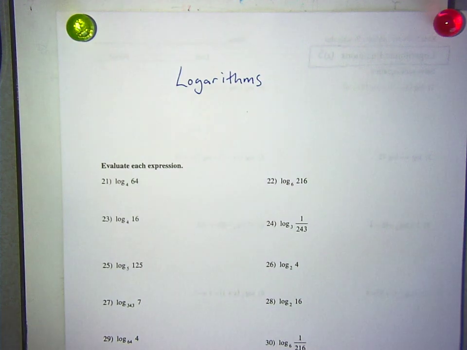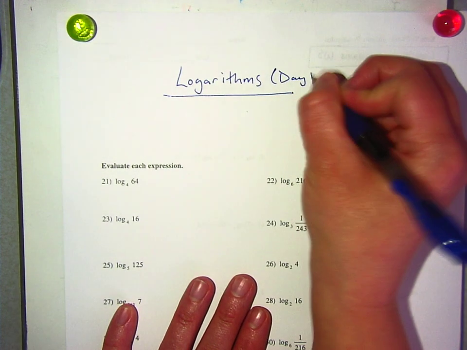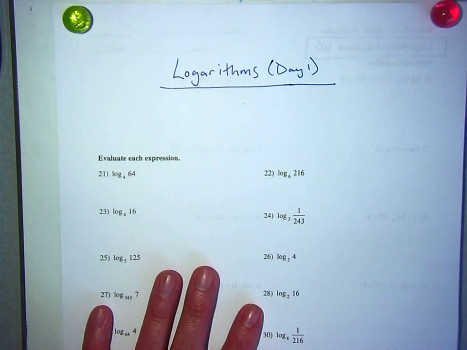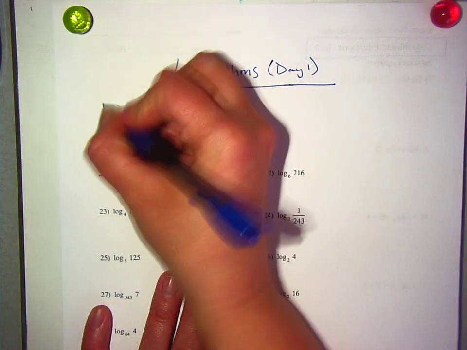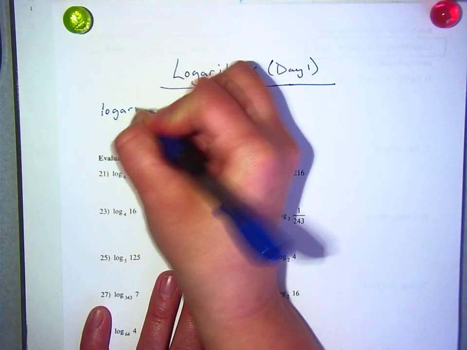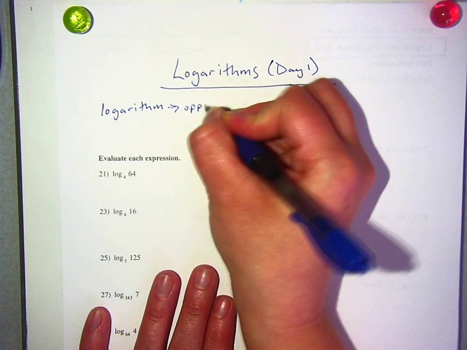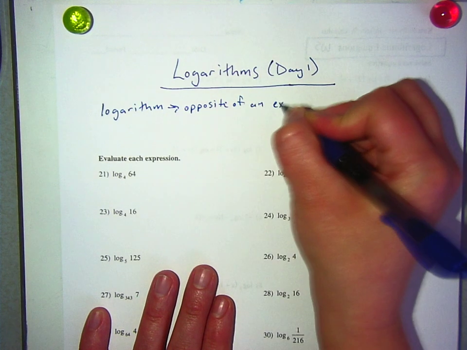Like, it'll just happen. All right, logarithms. Day one, we're going to be doing this for 2 days. Maybe 3. So first we have to talk about what a logarithm is. A logarithm is the opposite of an exponential function.